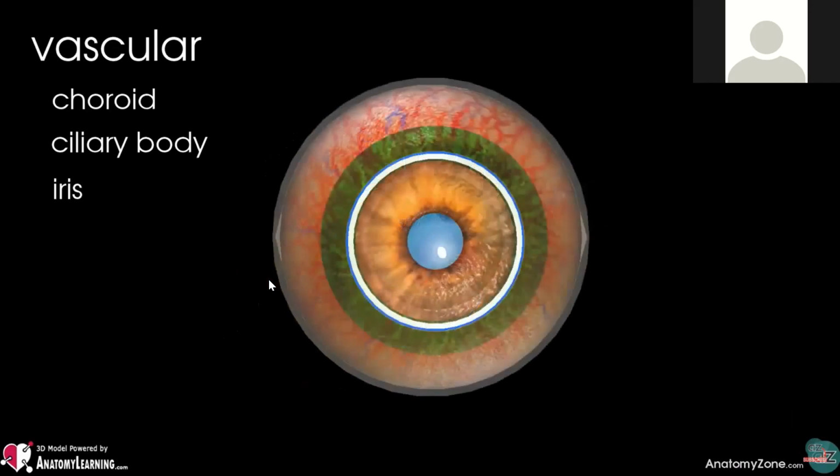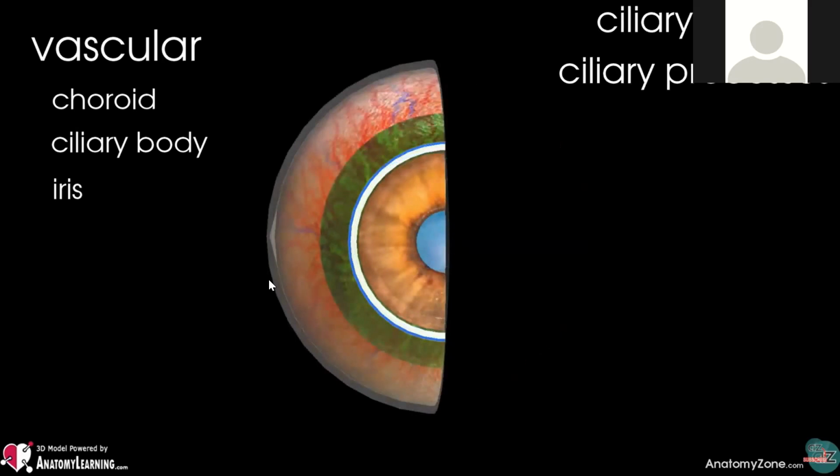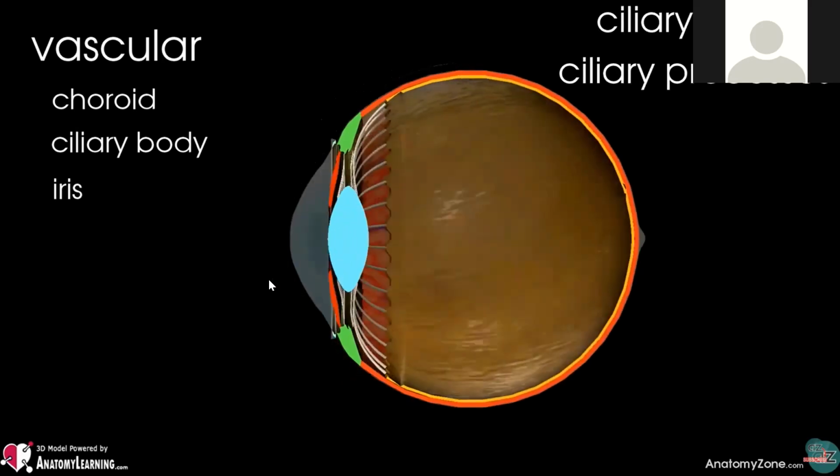I've switched over to an anterior view showing the whole eyeball to show you the ciliary body, which I've highlighted in green. You can see how it encircles the eyeball. The ciliary body itself is comprised of two parts, the ciliary muscle and ciliary processes. I've sliced the eyeball in half, and we've rotated around to look at the eyeball in section.